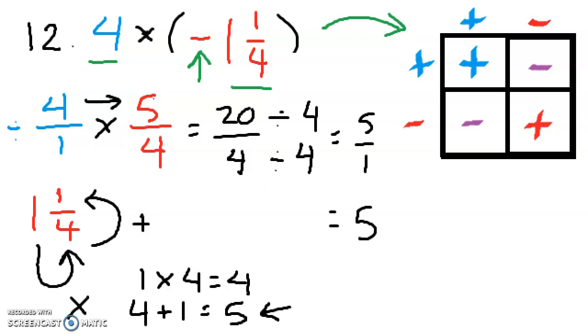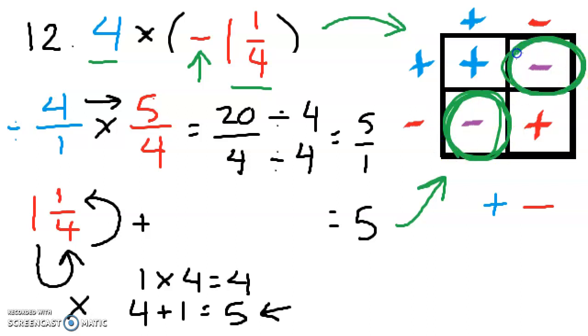Now that I have that final answer, I'm going to look at my table to see what the sign of my final answer should be. Because I had a positive number to start, and then a negative number as my second number, I'm looking for the intersection of those two, which is the bottom left-hand corner and the top right corner, which both describe negative numbers, so I know that my final answer should be negative.